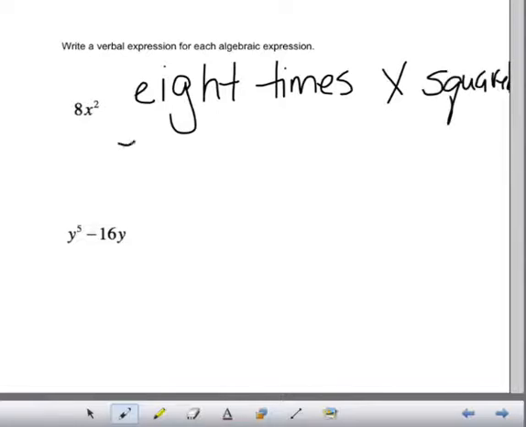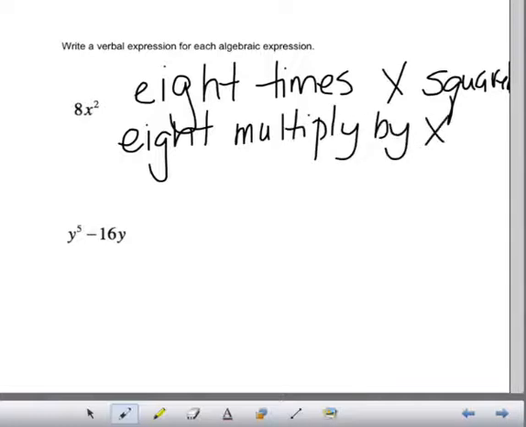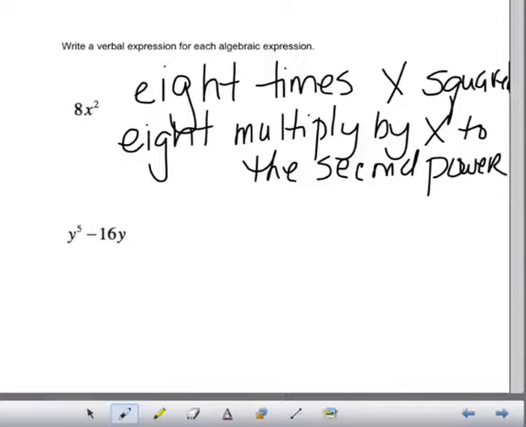Okay, would it be wrong to say 8 multiplied by x to the second power? No, that's the same thing. You just have to take it and put it into word form. Would it be wrong if I said 8 times a number to the second power? No, because then I might put in a different variable, but it really means the same thing, right? So any of those would be okay.